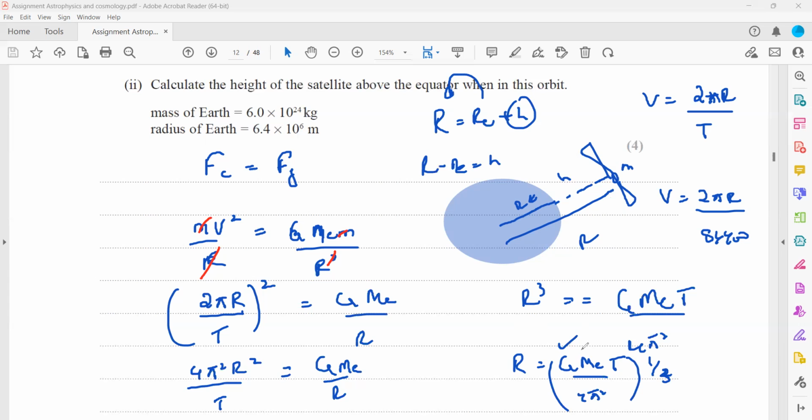So just substitution. G is the gravitational constant, 6.67 exponent minus 11. The mass of Earth is given in the question. The time period is 24 hours, which is 86,400 seconds. 4 pi squared is a constant. So take 1 by 3 of this and you will get r. Then subtract the radius of Earth from this r, so we'll get the value for h.